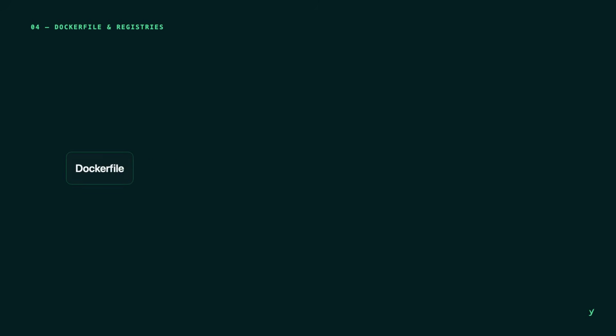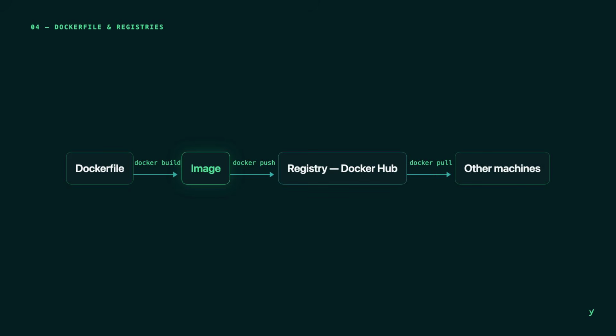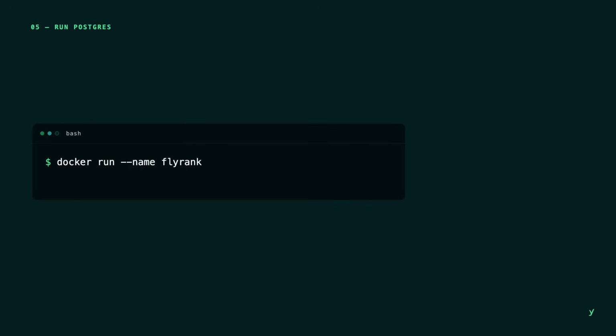Finished images live in registries. Docker Hub is the public one, and companies run private ones. Docker push uploads, Docker pull downloads. This is exactly how you'll get Postgres in a second. The Postgres maintainers publish an official image, and you just pull it. Let's run a real database.